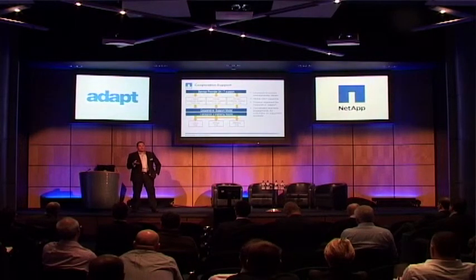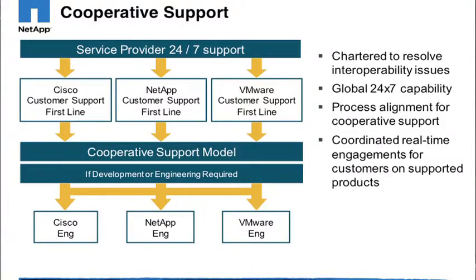So if there's an issue with any of the components in the FlexPod and it's not able to be resolved at that top level, then they're going to open up a call with the vendor. They're going to open up a call with us. So say it was a NetApp issue, or they thought it was a NetApp issue at the start. As they start to troubleshoot, it may become apparent that it might actually be a VMware issue, or it might be a Cisco issue. And this is where the cooperative support model kicks in.